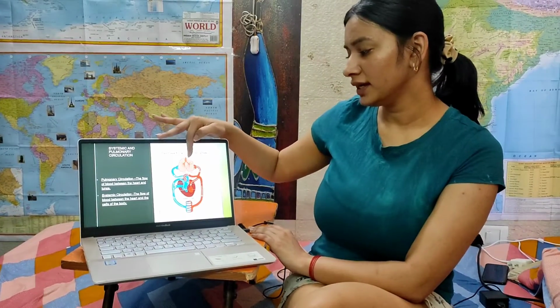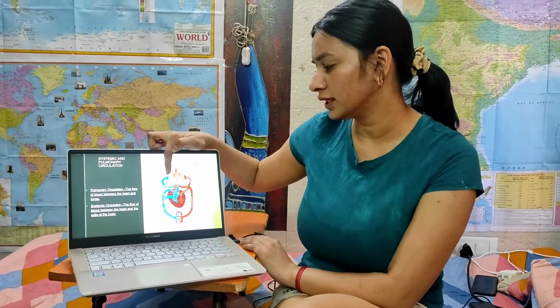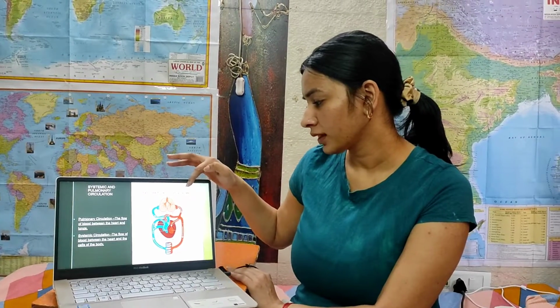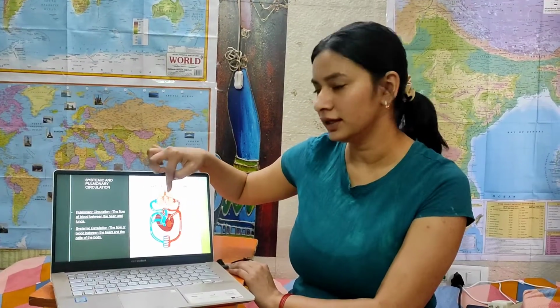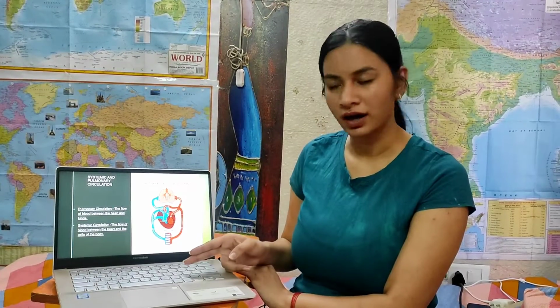Now, the main process is done by the heart, where it pumps blood to the lungs and the capillaries. The deoxygenated blood carried by the pulmonary artery to the lungs is converted into oxygenated blood, which is transported back to the heart. So I hope the process of systemic circulation and pulmonary circulation is clear.